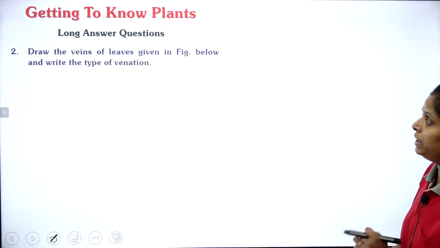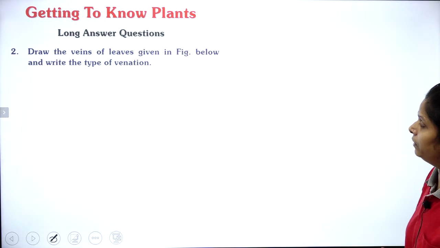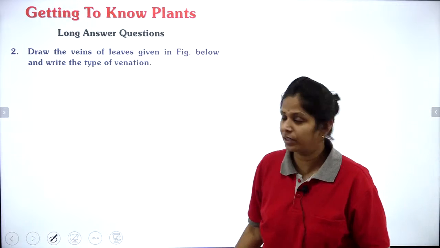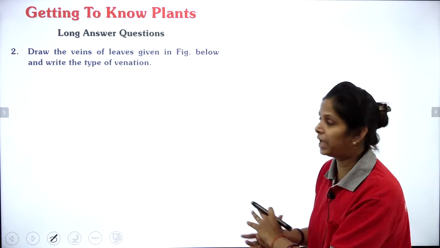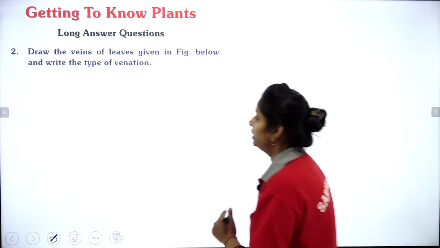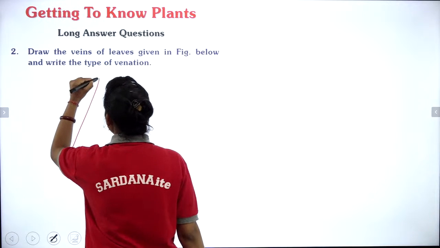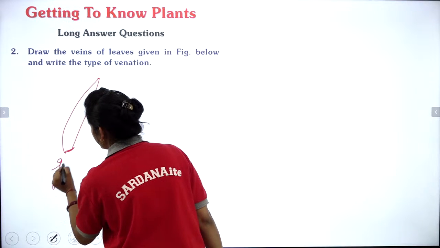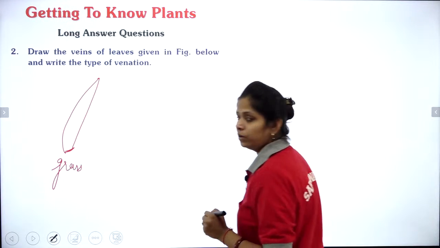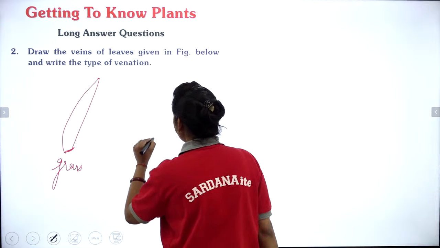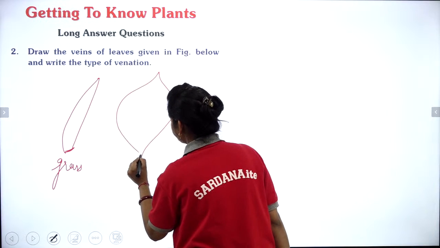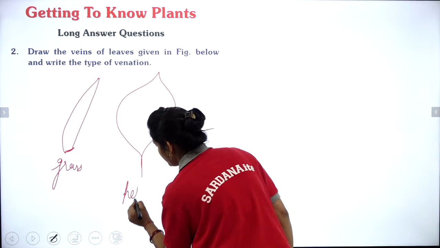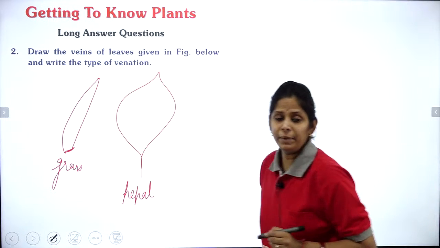Draw the veins of leaves given in the figure below and write the type of venation. There is no diagram here, but actually there are some diagrams. Draw the veins of leaves. Actually, first is just like this. This is the leaf of grass. Okay, and one more is there. This is the leaf of peepal.